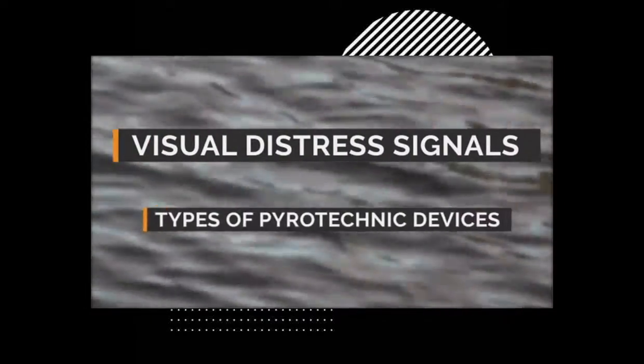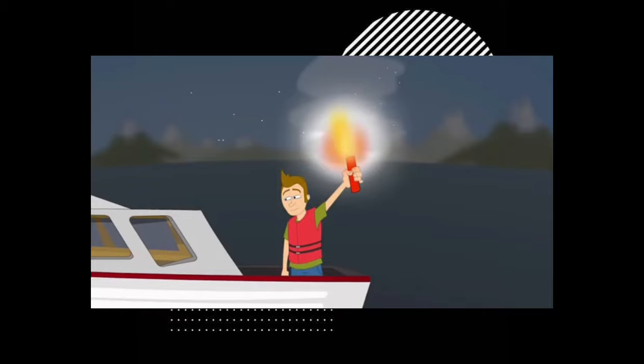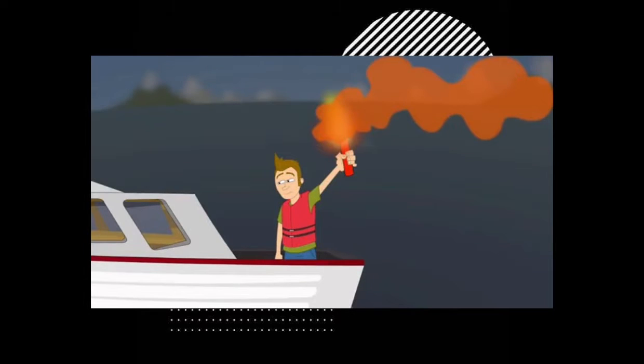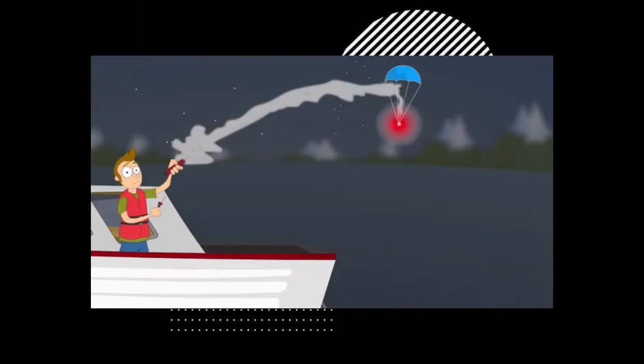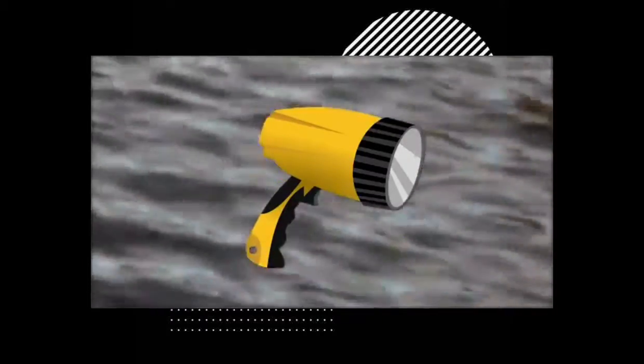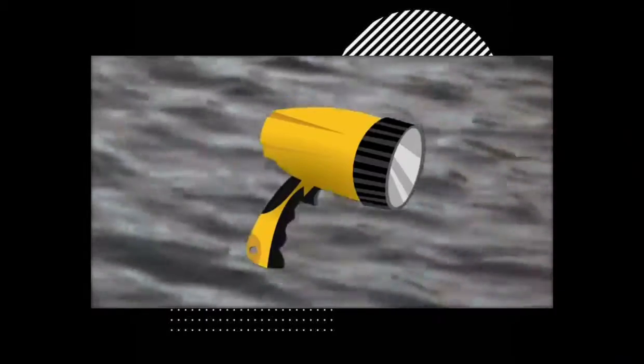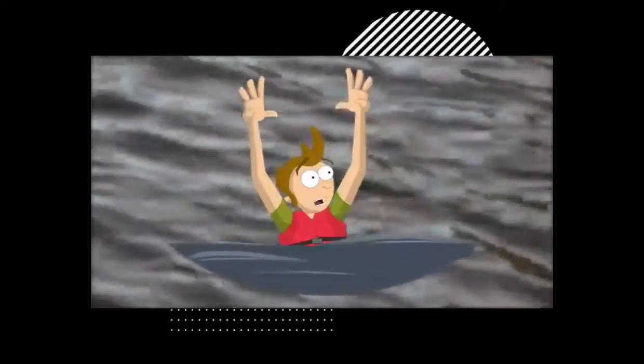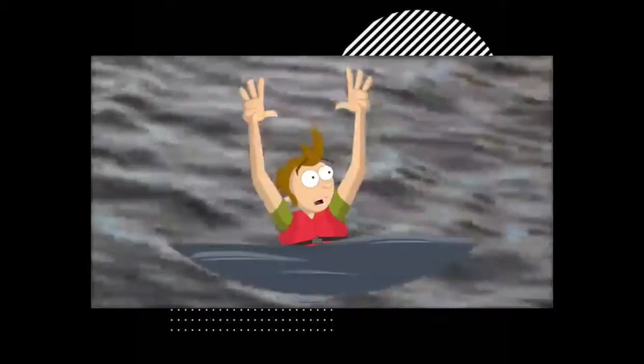Visual distress signals. Types of pyrotechnic devices: hand flares, orange smoke, parachute flares. Types of non-pyrotechnic devices: orange distress flag, required only for recreational boats more than 20 feet in length. Electric distress signal: a flashlight is acceptable for night use only. Arm signal: extending both arms out and raising them up and down.